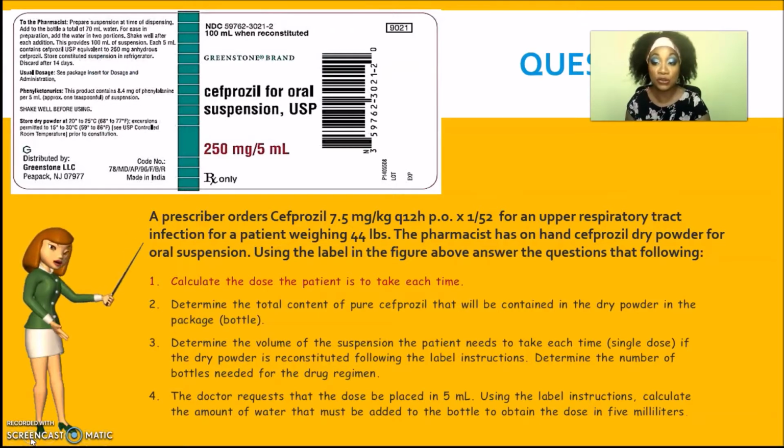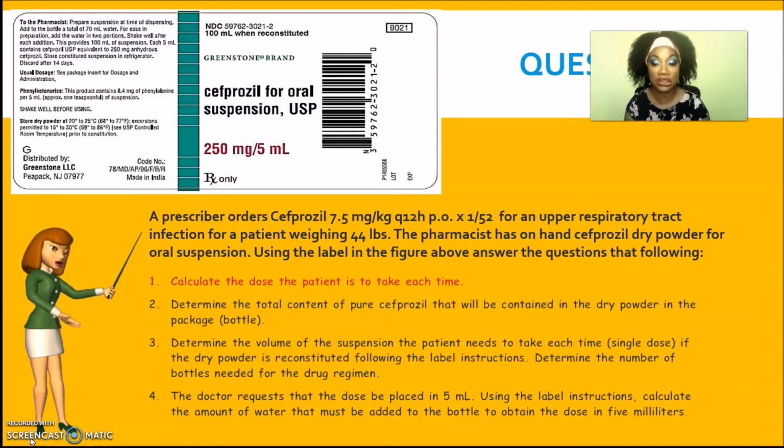Okay, so the first question is: a prescriber orders cefprozil 7.5 milligrams per kilogram every 12 hours for a week for an upper respiratory tract infection for a patient weighing 44 pounds. The pharmacist has on hand cefprozil dry powder for oral suspension, and we're going to be using the label in the figure above to answer the questions that follow.